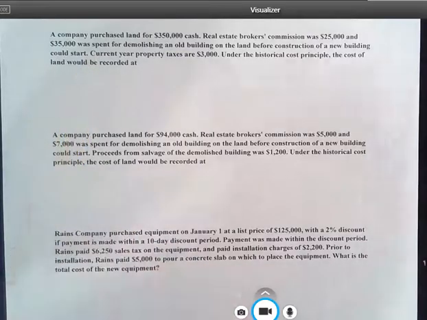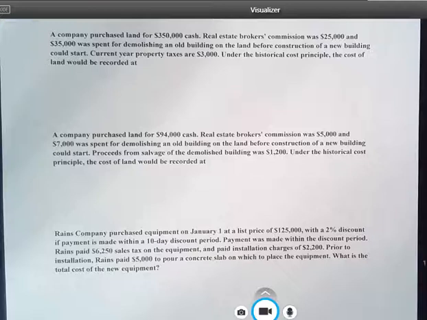So let's go ahead and get started here. It says a company purchased land for $350,000 cash. Real estate broker's commission was $25,000 and $35,000 was spent for demolishing an old building on the land before construction of a new building could start. Current year property taxes are $3,000. Under the historical cost principle, the cost of the land would be recorded at what?